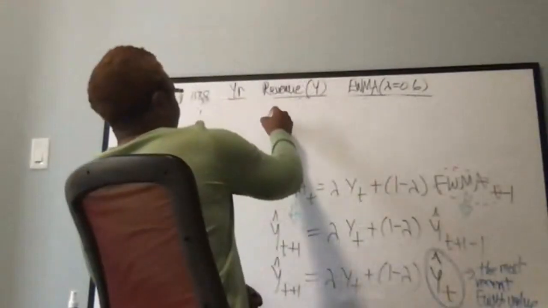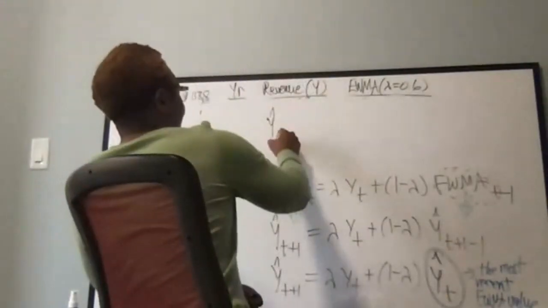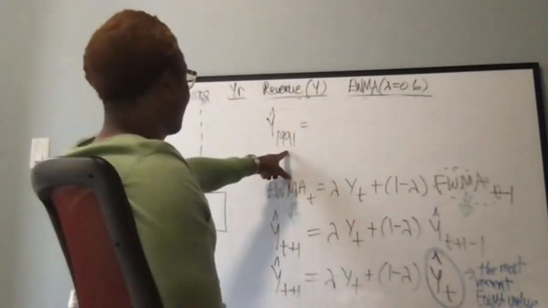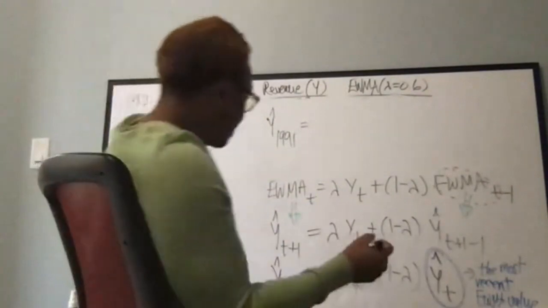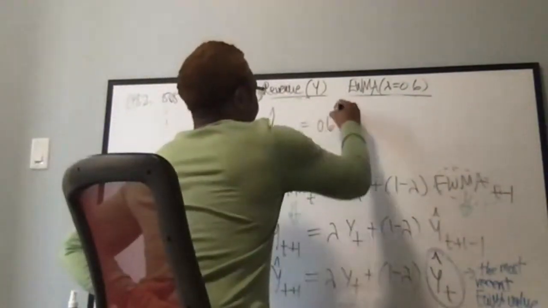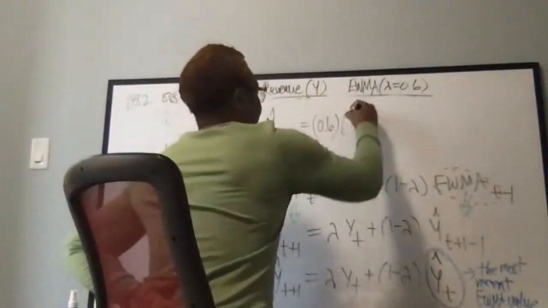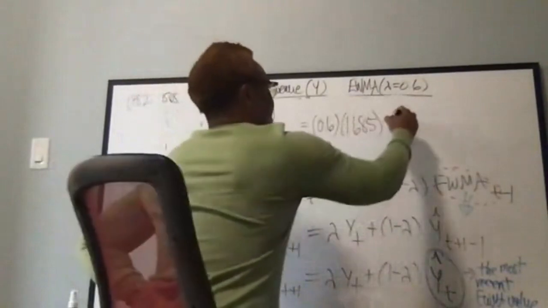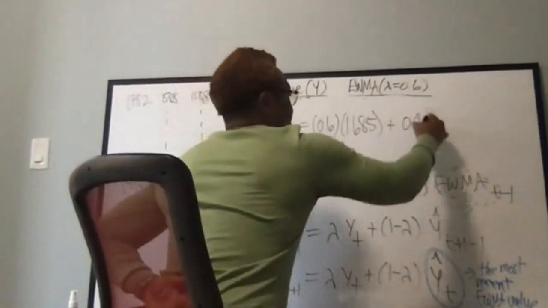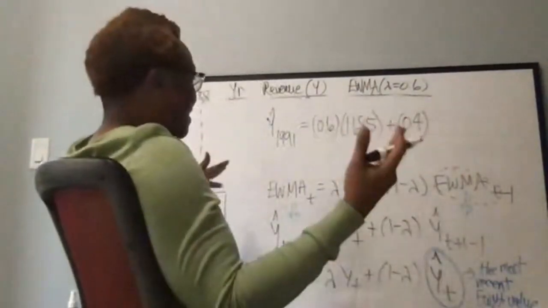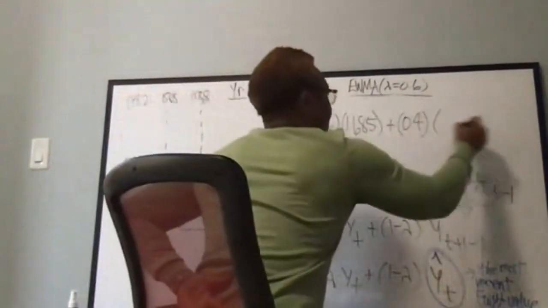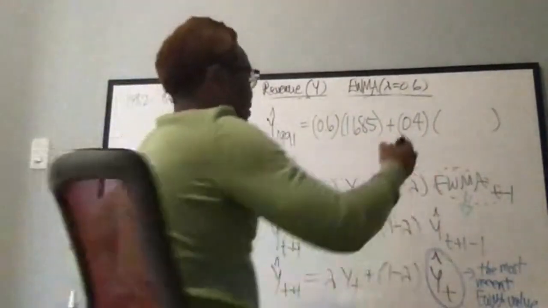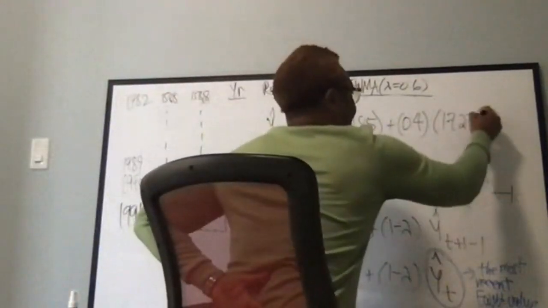Okay, everybody write this. Y hat of 1991, I'm predicting the value for 1991, equals 0.6 times 1685 plus 0.4. See, that's still the 1 minus lambda times what? 1727.2.